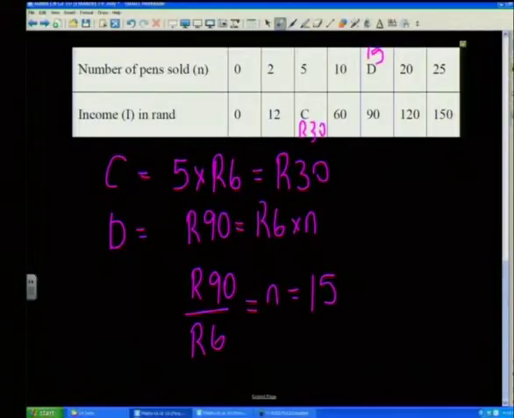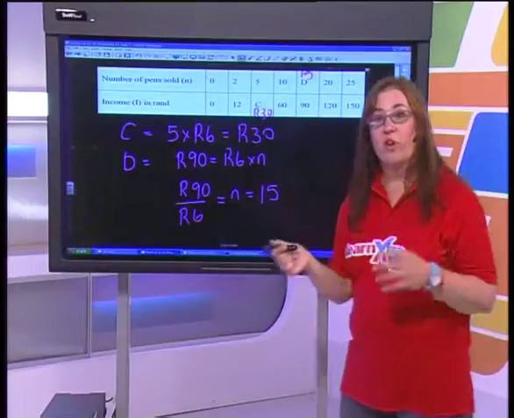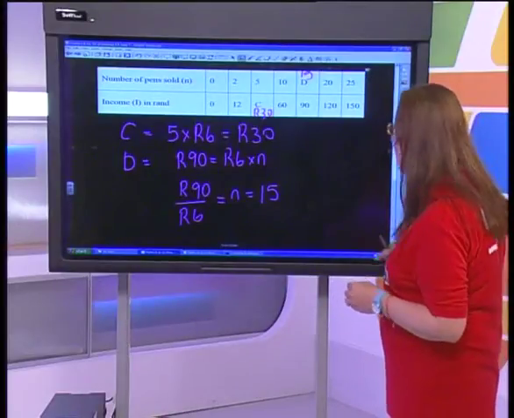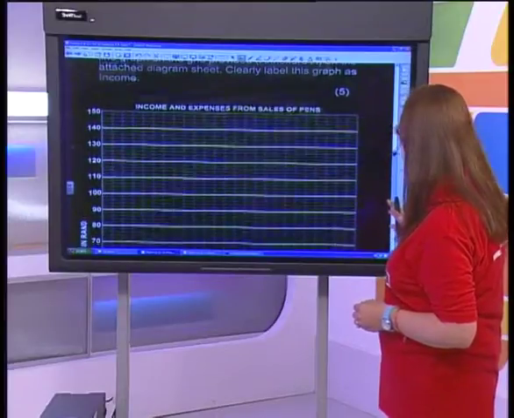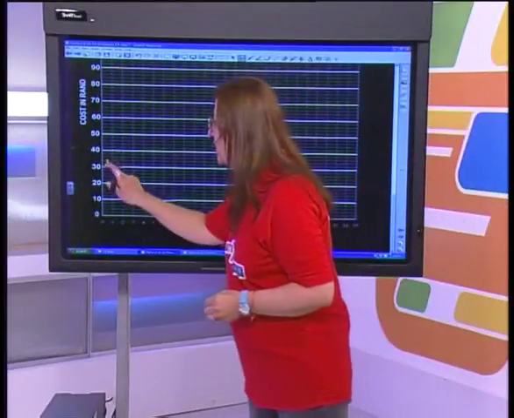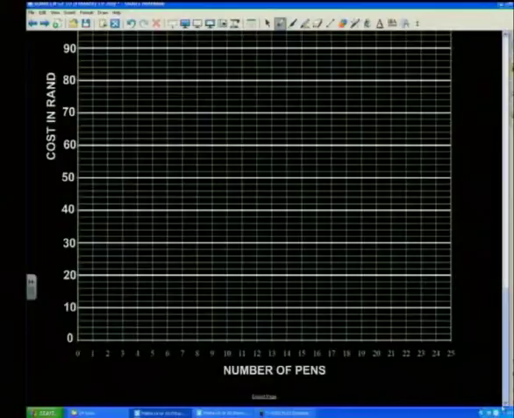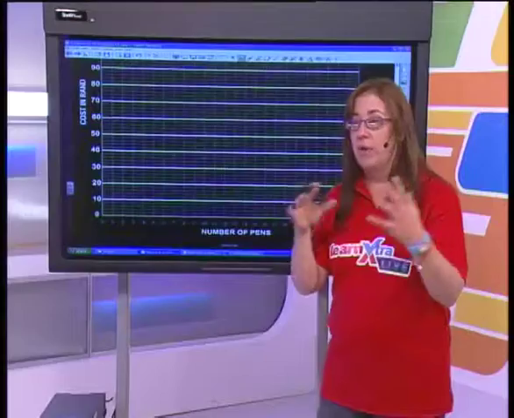15 pens. Right. Now, if you're doing this on a graph, which I think is the next page, we're going to start at 0. So just bear that in mind. I'm going to actually see what our graph is. So our expenses started at 40 and our income started at 0. And just follow the lines of the table to draw the graph.